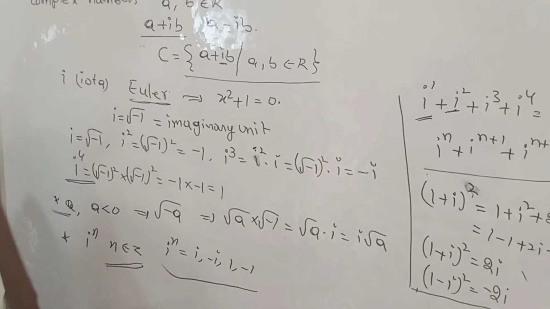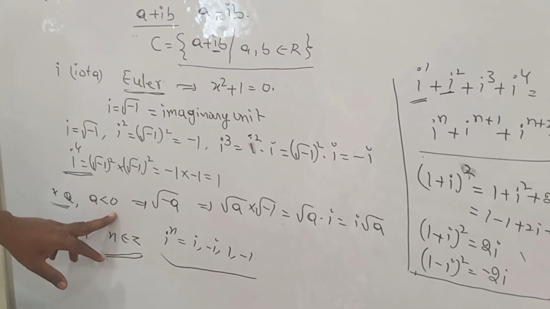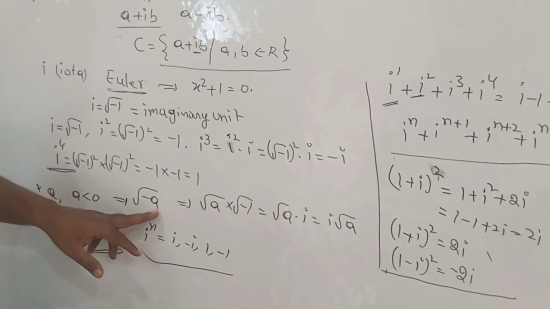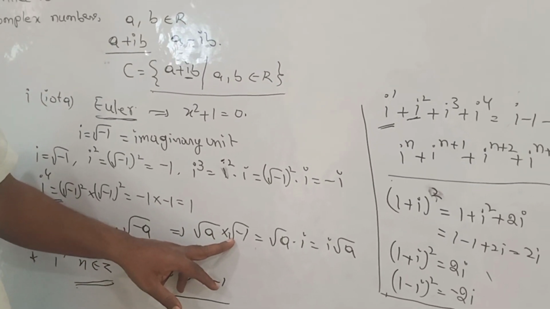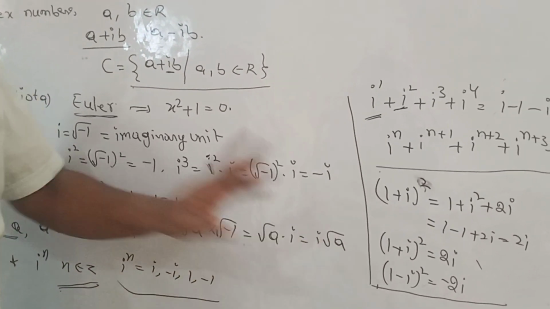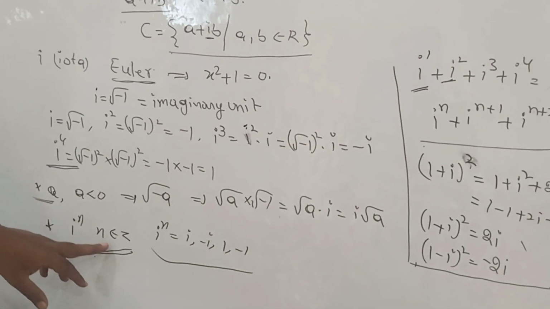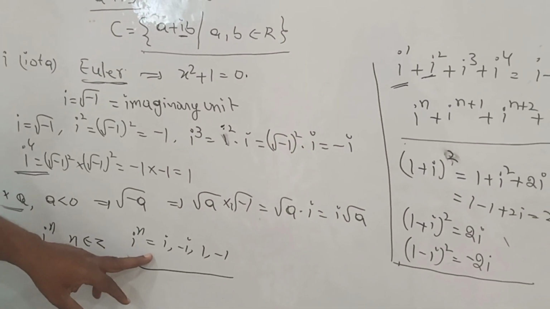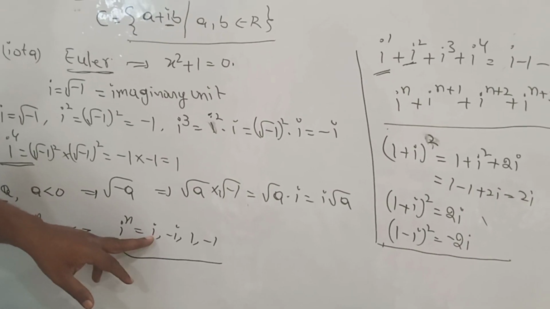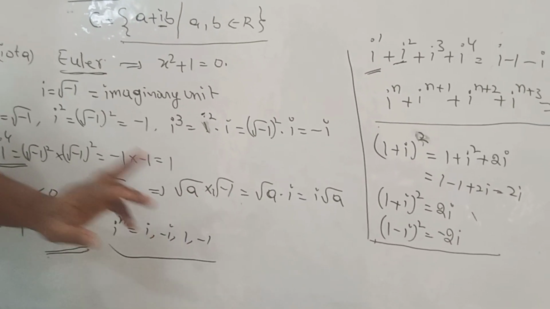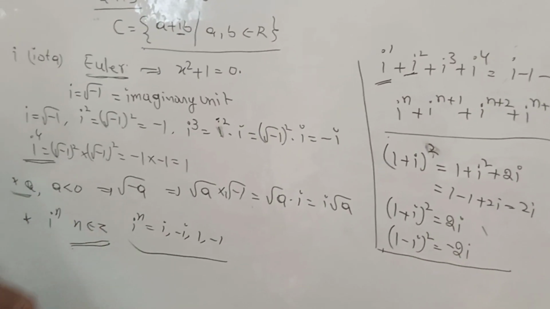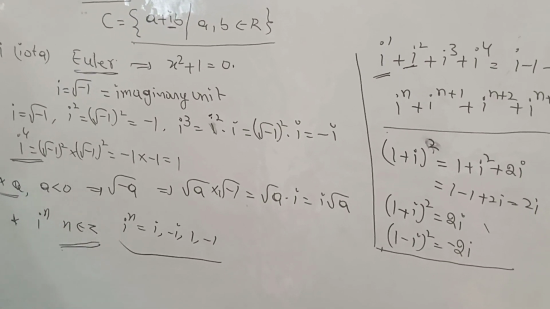This value will be 1. If a is less than 0, root of minus a is equal to root a into root minus 1. This can be written as i into root a. i power n: the value is i, minus 1, minus i, or 1, depending on the power n, where n belongs to Z.